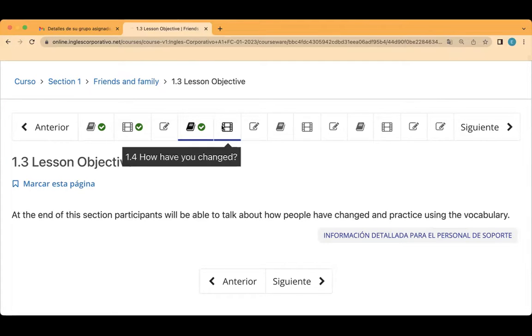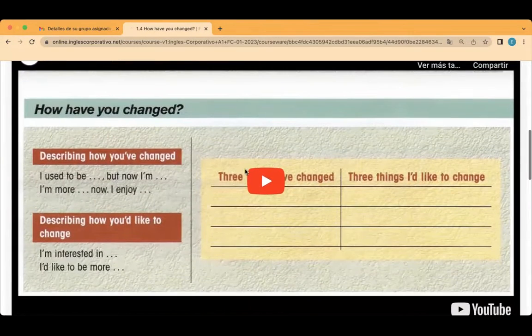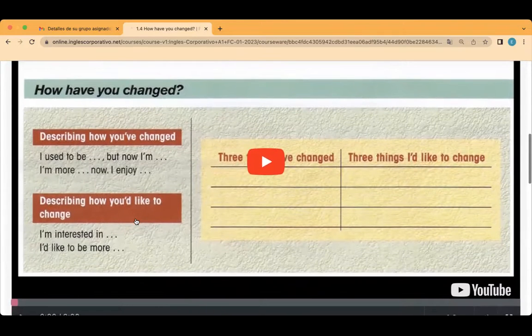So, today, we're going to be looking at the idea of how you have changed. Here, we use some expressions. The expression, I used to be. The expression I used to be means before it was this and now it's different. If you say, I used to be fat, it means before fat and now no. If you say, I used to be healthy, it means before healthy and now not healthy. It's also the same for the negative. I didn't used to be healthy. This means that before I was not healthy and now I am. We have other expressions. When we use I'm more, this is the idea that before you were not as much, but now yes.